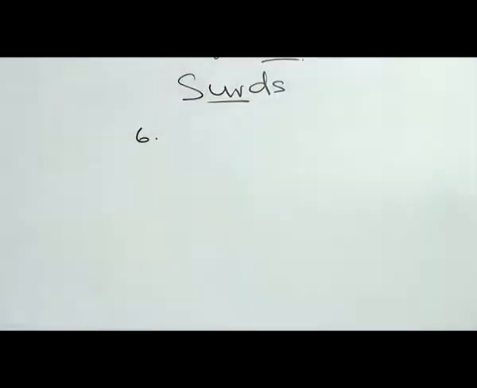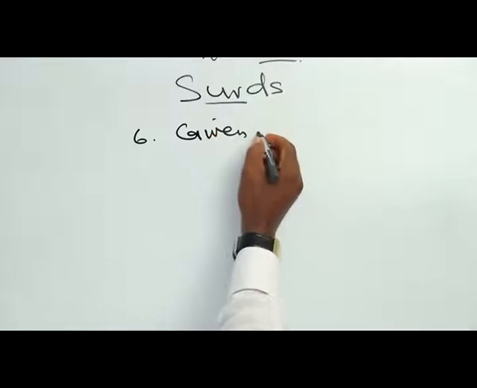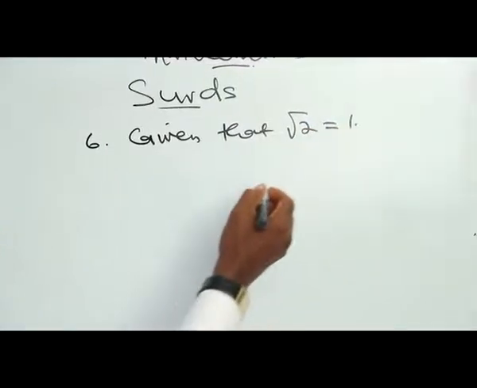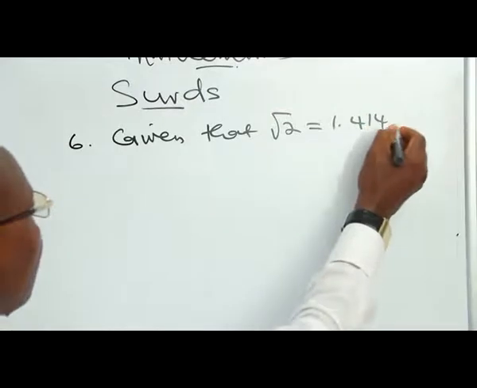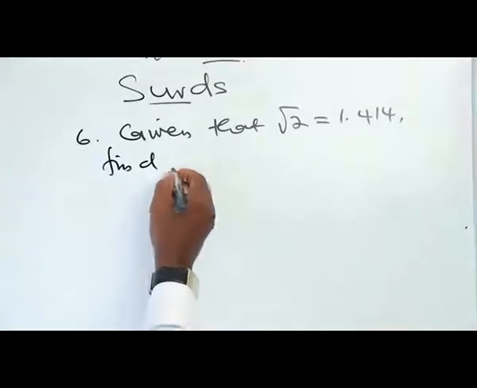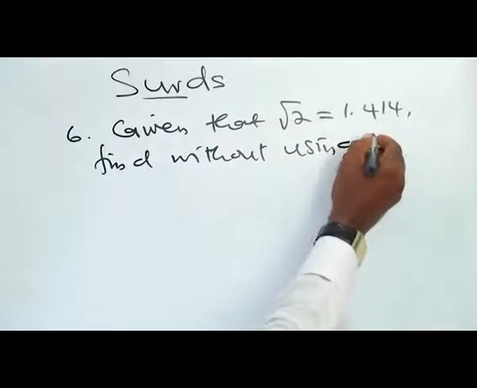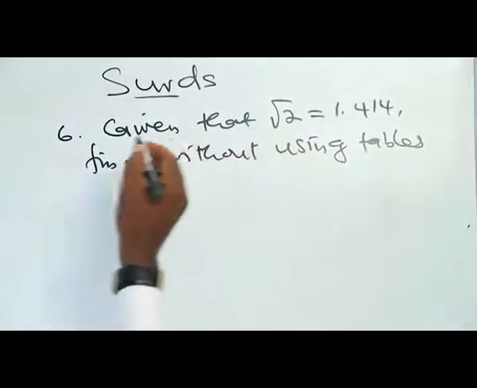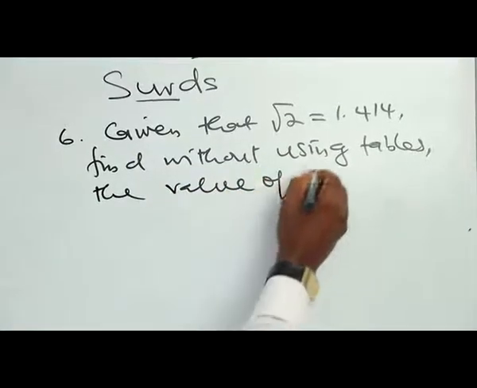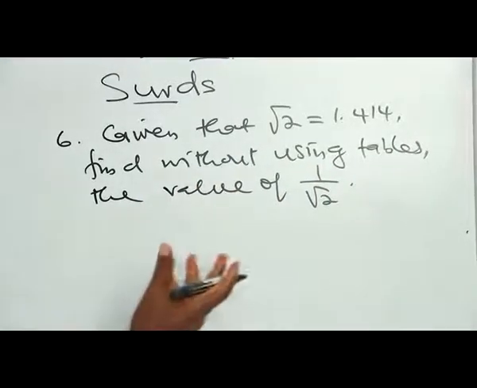Let's take another example, example number 6. We are given that root 2 is equal to 1.414, and we are required to find, without using tables, the value of 1 all over root 2. These are common questions that will come your way.